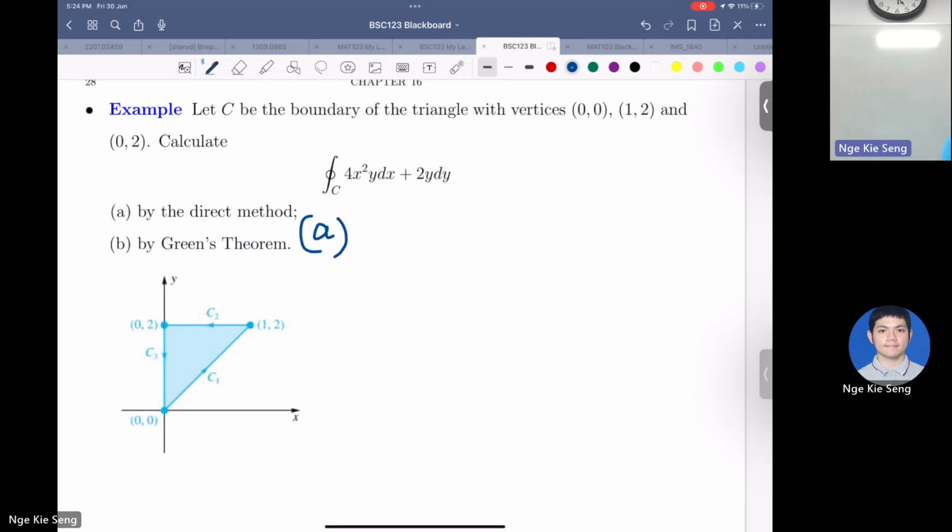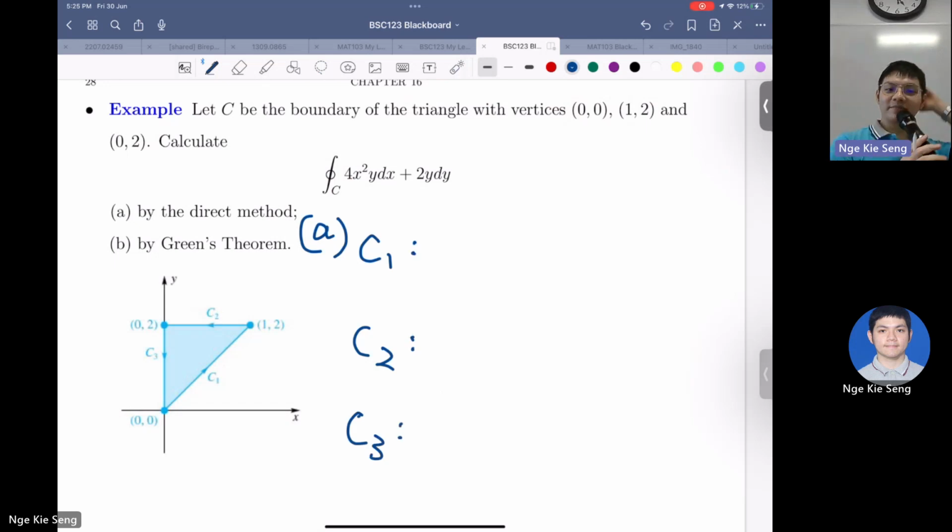Again, line integral, how to find? Sure, that one is Green's theorem. I haven't used Green first. I want to do the original recipe. The original recipe is to reparameterize the curve. So how many curves here? We split this into 3 curves, C1, C2, and C3.